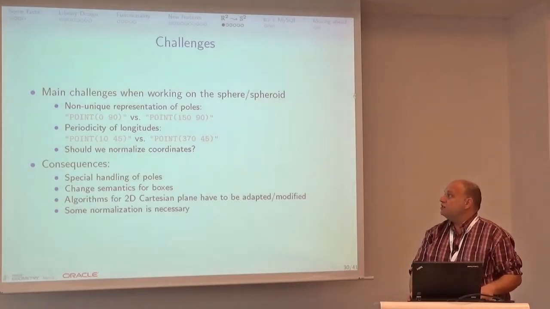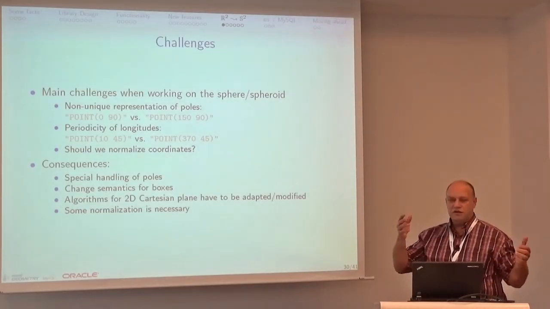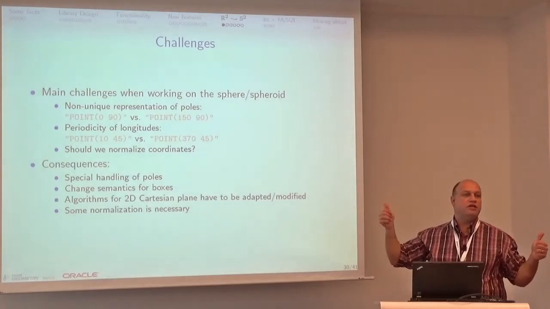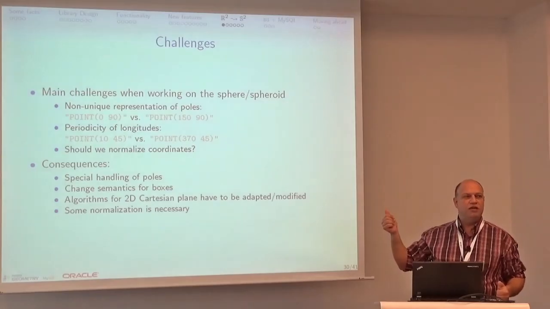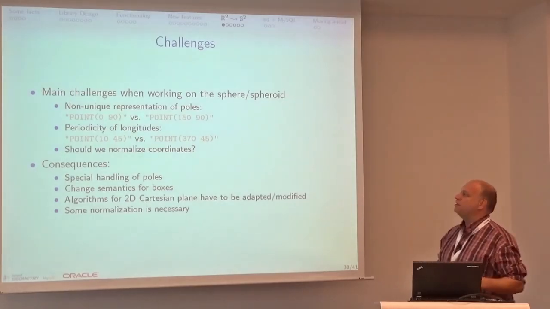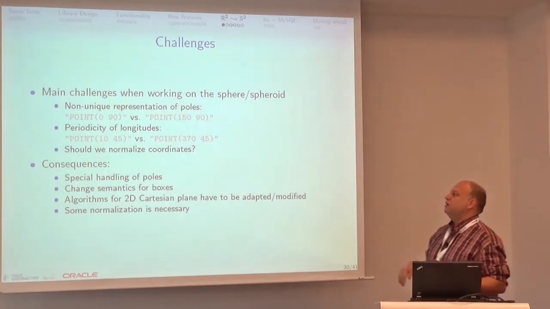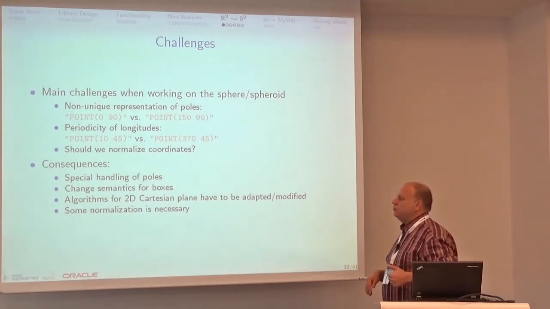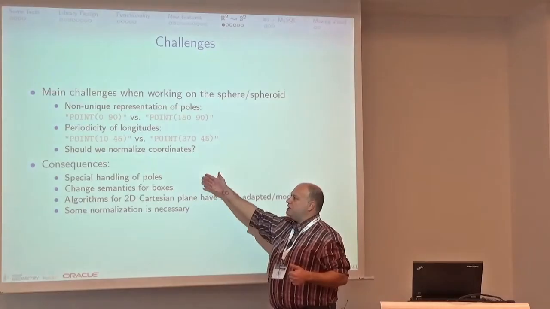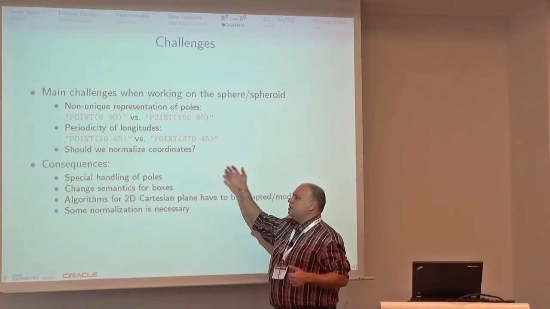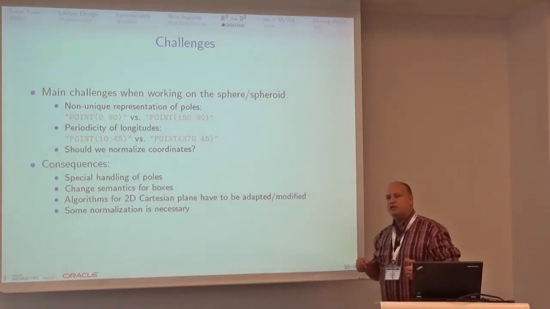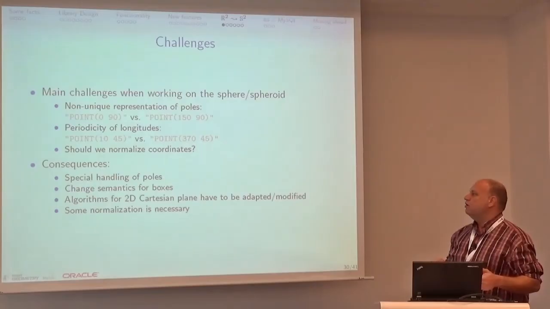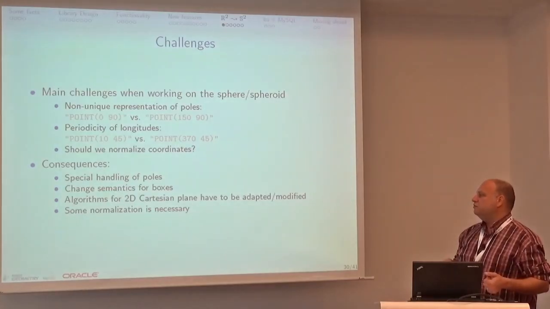What are the consequences of these challenges? Well, the challenges are two different things: poles, which are singular points, and then the other is periodicity of one of the coordinate axes. So these are the two main things that make the sphere different from the 2D Cartesian plane. So what do we need to do? We need to do some special handling for the poles, and also we need to change the semantics of what we call boxes. And boxes, think of them as axis-aligned bounding boxes, or related to minimum bounding rectangles.